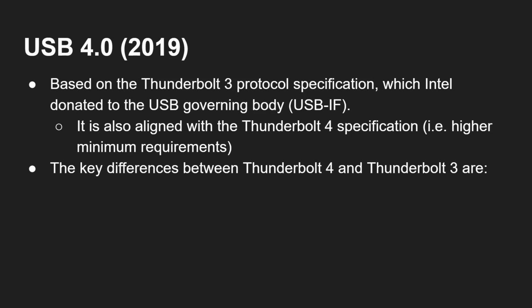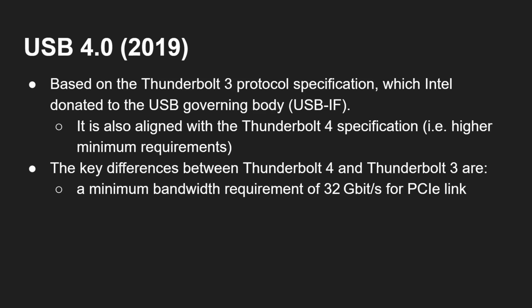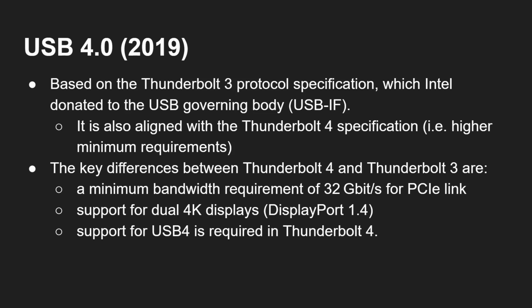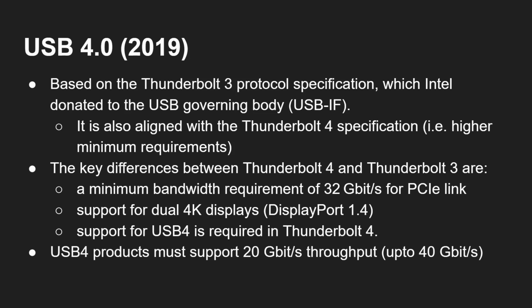So the key difference in Thunderbolt 4 and Thunderbolt 3 are a minimum bandwidth requirement of 32 gigabits per second for the PCI Express link. You have to support multiple 4K displays using DisplayPort 1.4, and USB 4 support is required in Thunderbolt 4. What does that mean? You can plug a USB 3.2 device into a Thunderbolt 3 device, and the Thunderbolt 3 will understand it, but you can't plug a Thunderbolt 3 into a USB 3.2. But with USB 4, you can plug USB 4 into Thunderbolt or Thunderbolt into USB. So it's kind of full levels of compatibility that we get there.